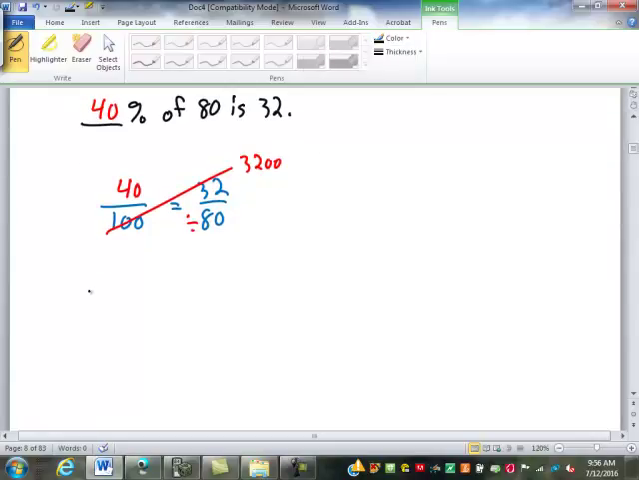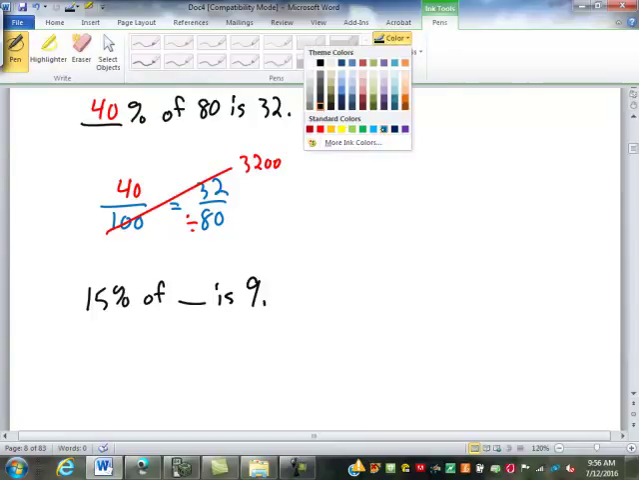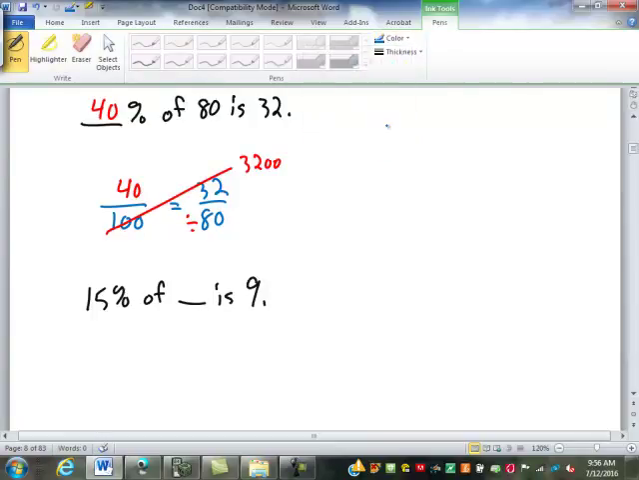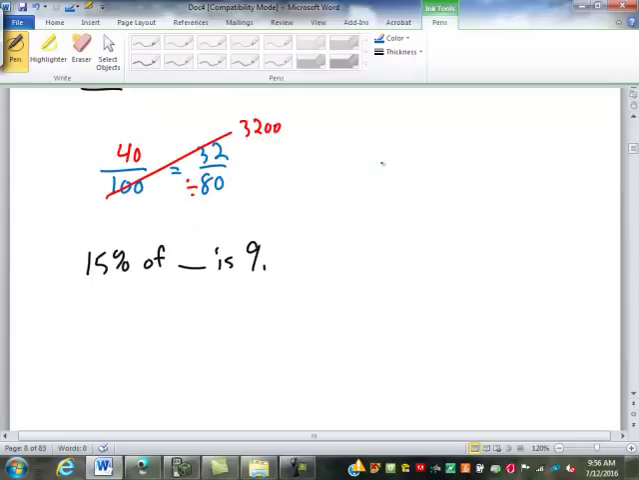If I give you 15% of blank is 9, how do I set that one up? 15 over 100, I have the percent again in this one. That is 9, implies the 9 goes on top. Out of blank implies the missing number goes on bottom.